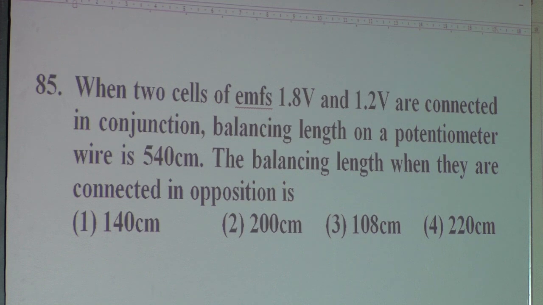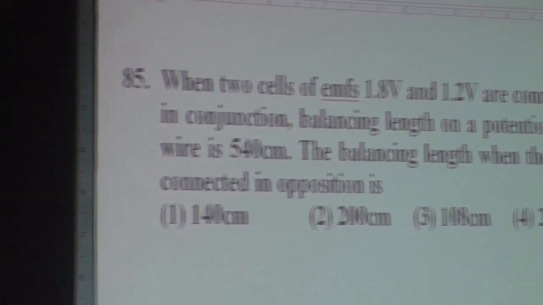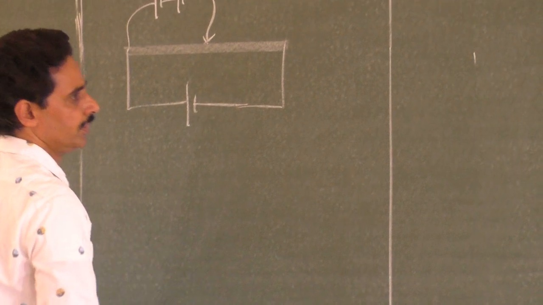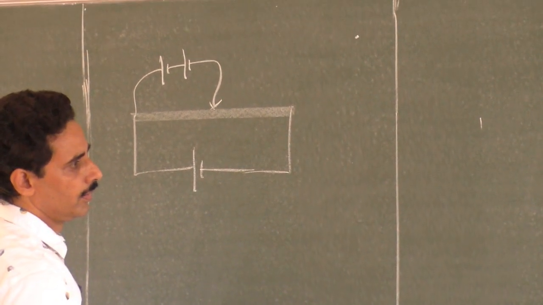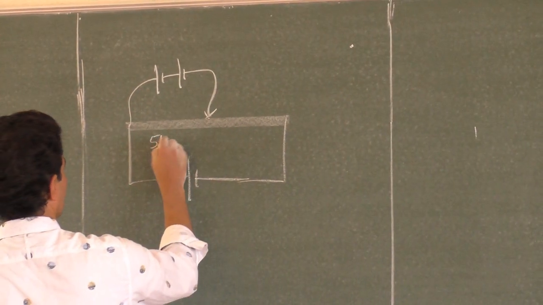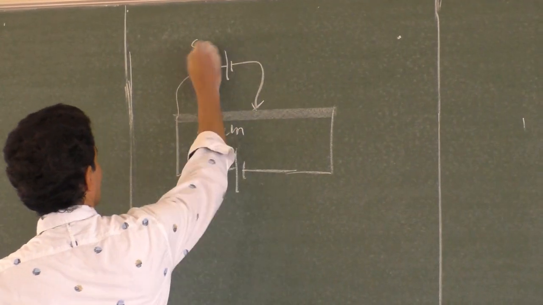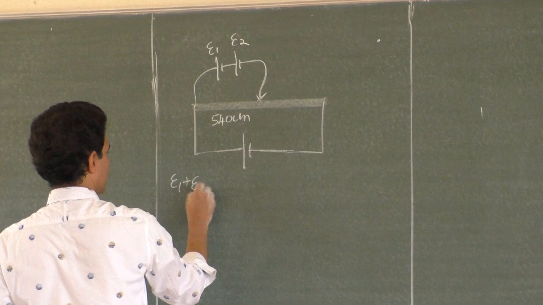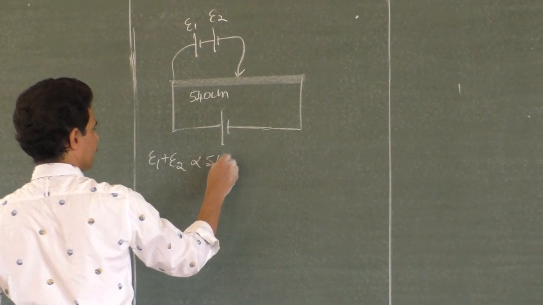two cells in series. So this is the potentiometer wire, this is the battery to energize it, the primary cell, and here we have two cells in series and the balancing length is 540. Okay, now shall I write E1 plus E2? So E1 plus E2 is proportional to 540.